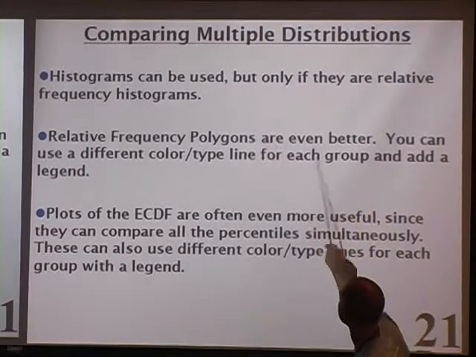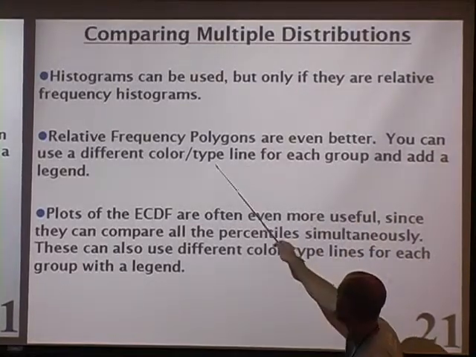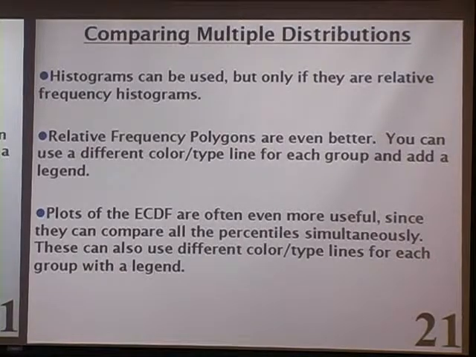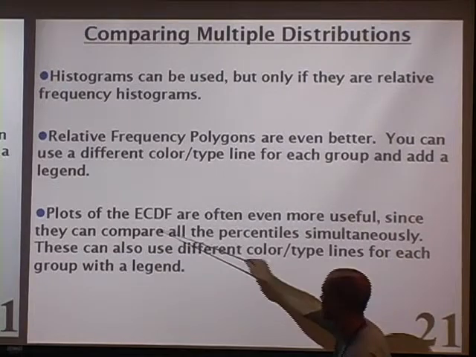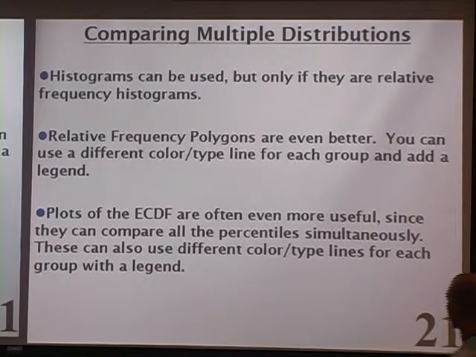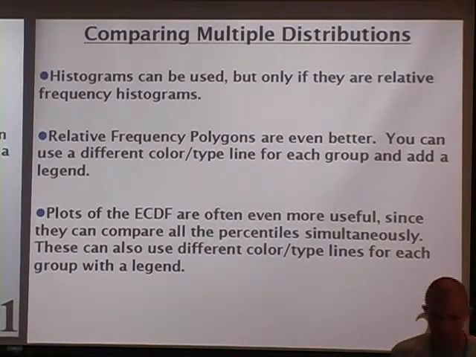So polygons are even better. You can use a different color type line for each group and then give a legend, and I'll show you how to do that. That's useful for comparing the two groups. But what's even better is to make the empirical cumulative distribution function and put both of those on the same graph. Again, you can also give a legend for both of those. So I'll show you how to do this, and I'll mention some cases in which these will be useful.